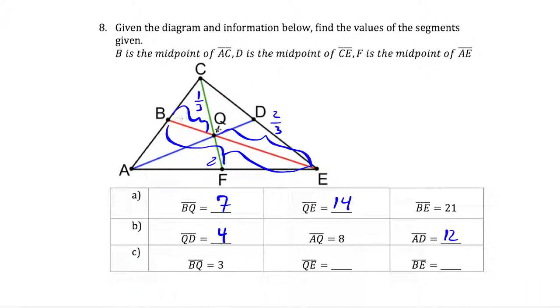Likewise, BQ is the smaller part of the median BE, sorry. So if BQ is 3 in this case, QE would be 2 times that, which would be 6. And if we add those together, we get the whole distance BE. So we have 1/3 of BE is 3, and 2/3 is 6. So this is the centroid theorem. You will need to know this, and you need to work through these problems.